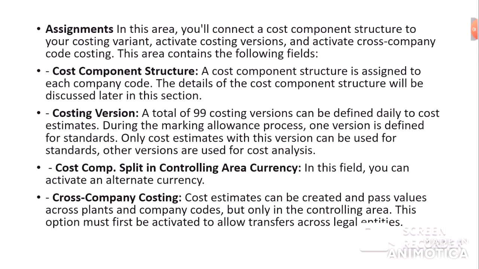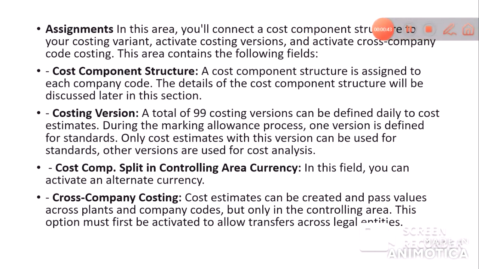Assignments. In this area, you will connect a cost component structure to your costing variant. Activate costing versions and activate cross-company code costing. This area contains the following fields. Cost component structure. A cost component structure is assigned to each company code. The details of the cost component structure will be discussed later in this section.